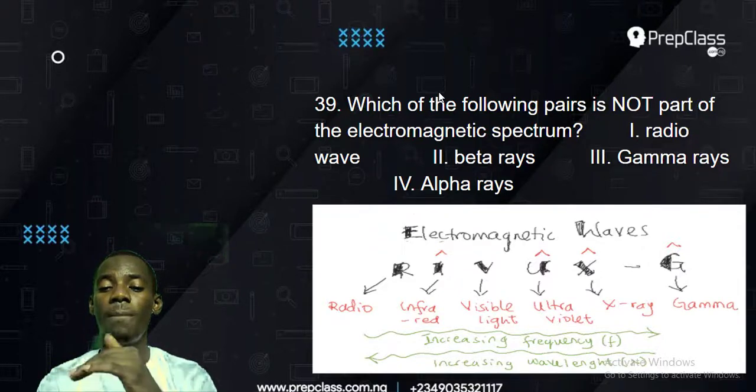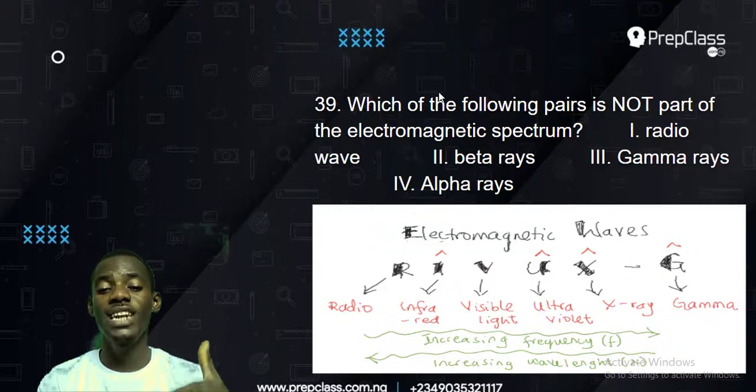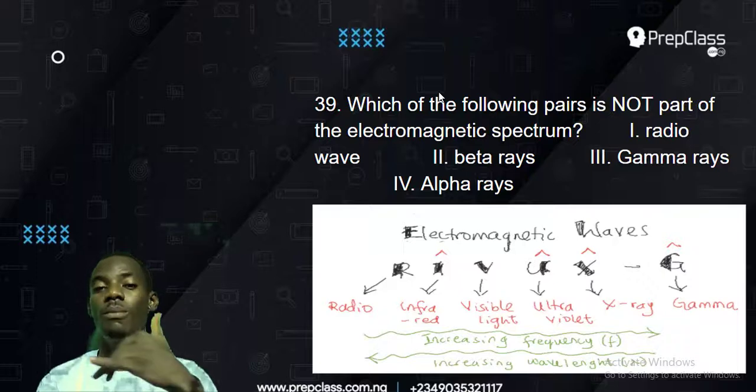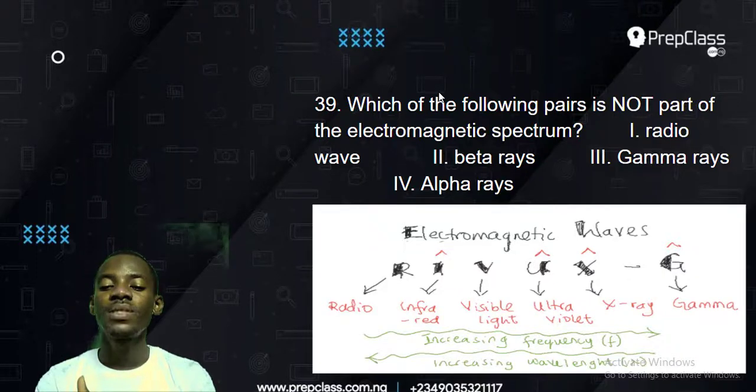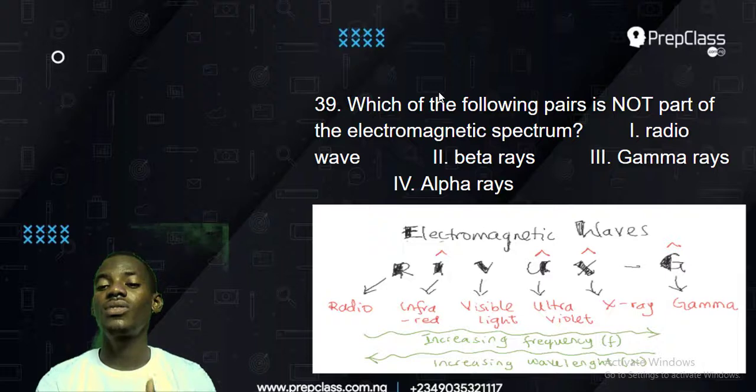The one with the least frequency is radio. The next from radio is infrared, visible light, ultraviolet, X-ray, and the maximum is gamma ray. But for wavelength, the one with the longest wavelength is the radio wave. The one with the least wavelength is the gamma ray. So that means radio wave is longer, gamma ray is shorter.